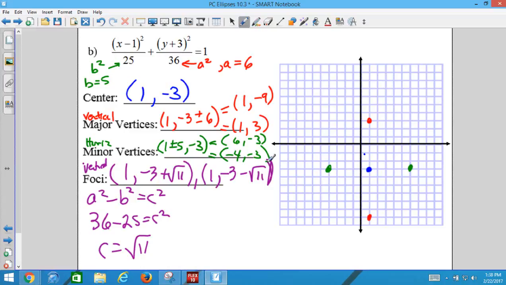But to plot it, I need to actually find a decimal. Who's got square root 11? So from the center, we're going to go up 3.3 and down 3.3.